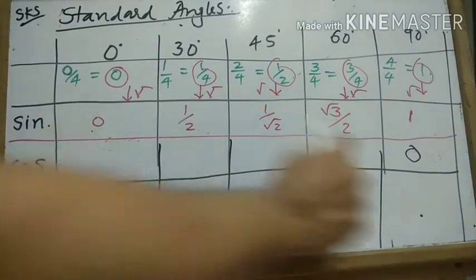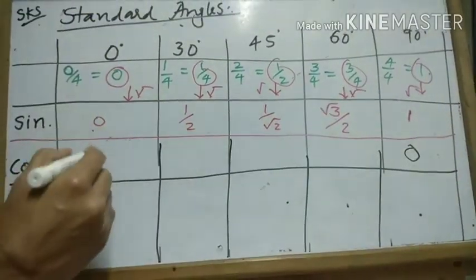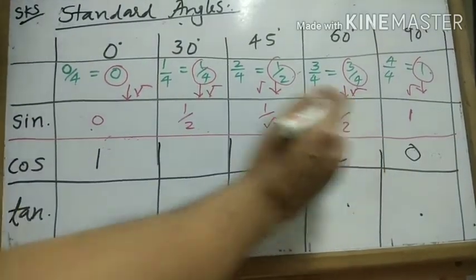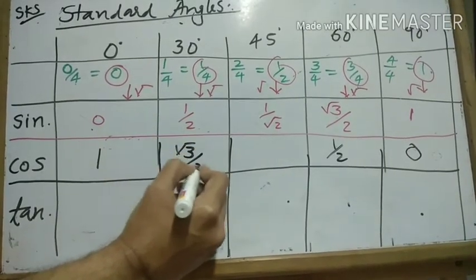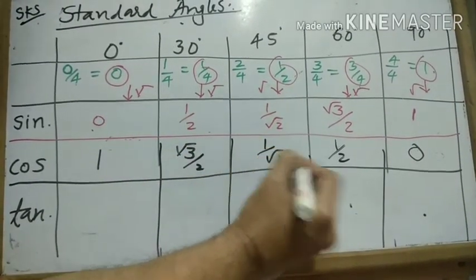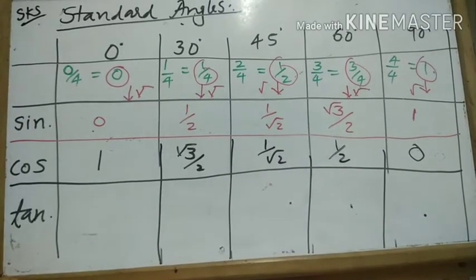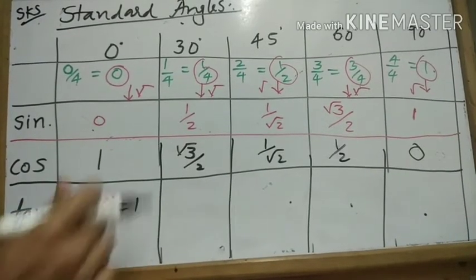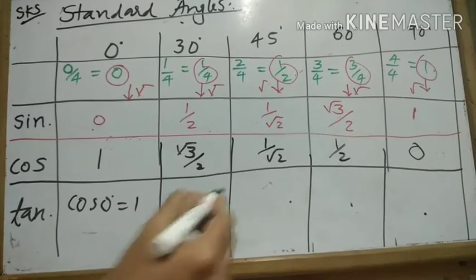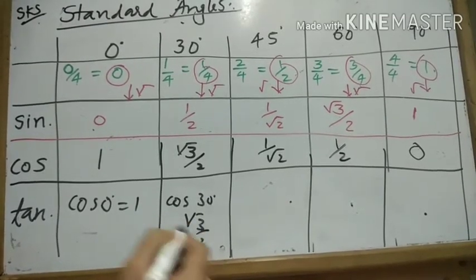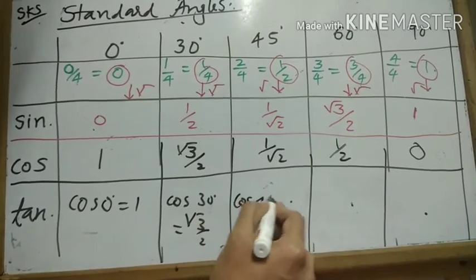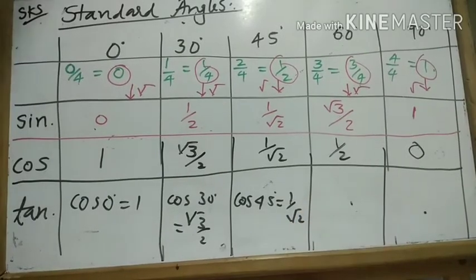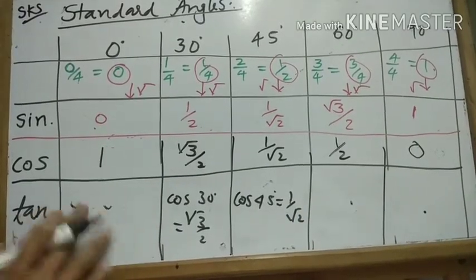So the first number here became the last here, so the last number here will become the first. Second will go to second last. This will come second, and this has no choice. It will remain as it is. So if somebody is asking me what is cos 0, cos 0 will be equal to 1. Cos of 30 is equal to root 3 upon 2. Cos of 45 is 1 over root 2. Cos of 60 is 1 upon 2, and cos of 90 is equal to 0.